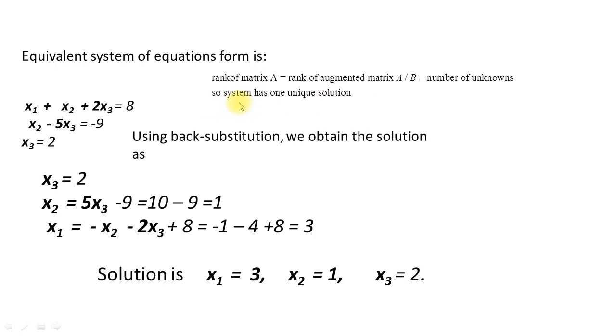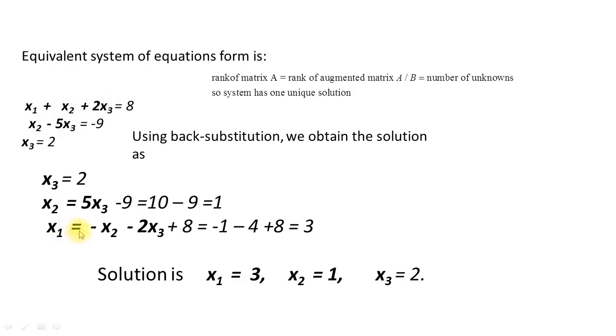So this system also has one unique solution. Using back substitution, we obtain the value of x3 is 2. Putting the value of x3 in this equation, we obtain 10 minus 9 is equal to 1, and the x2 value is 1.